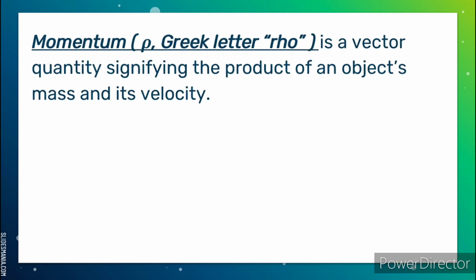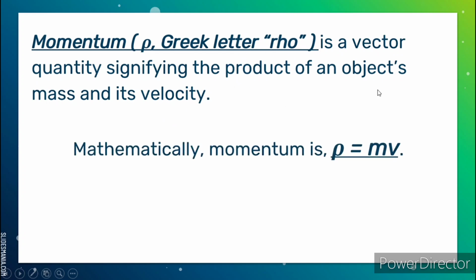Let's define ano nga ba ang momentum. When we say momentum, the Greek letter rho is a vector quantity signifying the product of an object's mass and its velocity. Ang momentum, mga anak, lagi yung tatandaan, product siya ng mass and its velocity. And when we talk on product, we're using multiplication. Mathematically, momentum is presented as small letter p. Product of mass and velocity, so we are just going to multiply them.